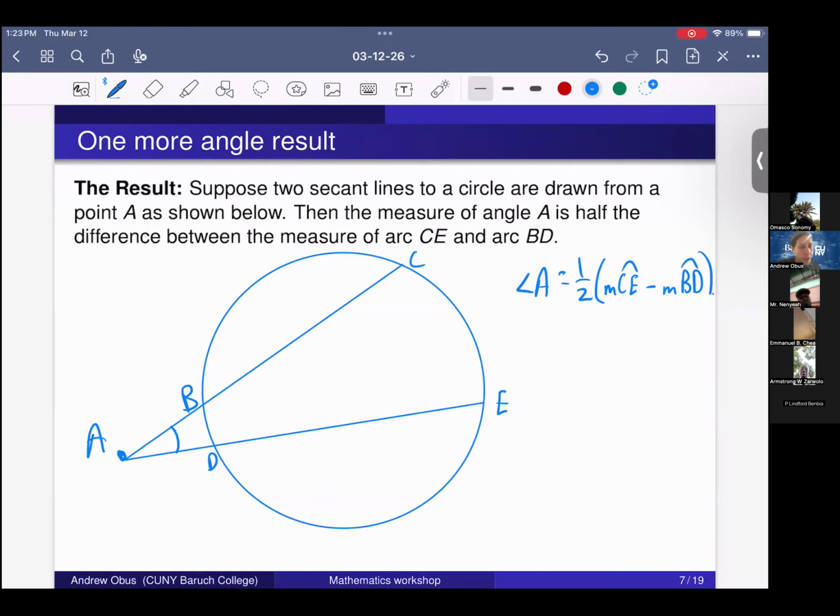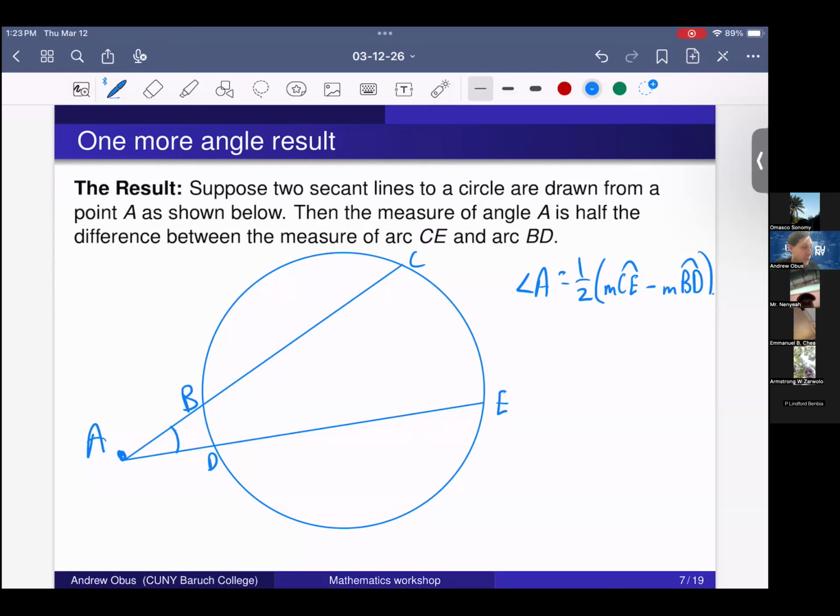So this is another angle result here. Yeah, question? Yeah, Prince. Do we have any proof to show the difference of the arcs BD and CE, to become a subtraction, or to use a minus sign between them? Yeah, we're going to prove this. I'm just stating a result.